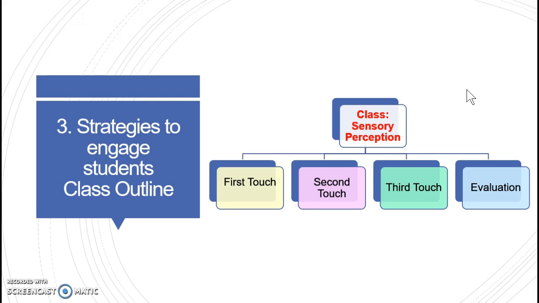In this case, what I've done is I've divided it up into first touch, second touch, third touch, and evaluation. This supports using small, short segments of learning. I plan to use different types of active learning activities and essentially an evaluation at the end. The goal is getting this information into the long-term memory.